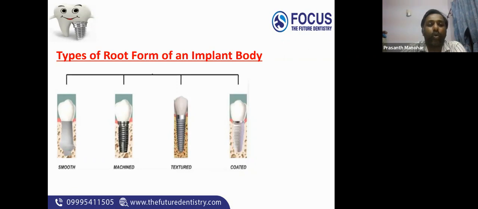Now coming to the different types of root form implants. I already told you it can be smooth or threaded, that is machined. Textured means it can be coated with plasma, titanium plasma. Then it can be coated with hydroxyapatite. Clear?